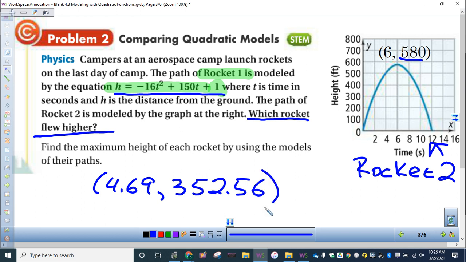Okay, so the 4.69 is the time, in seconds, it takes that rocket to reach the top, the apex of the curve.